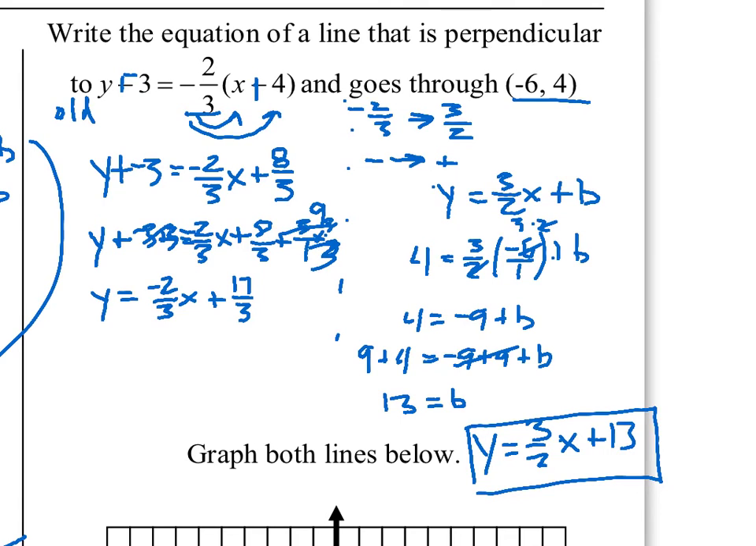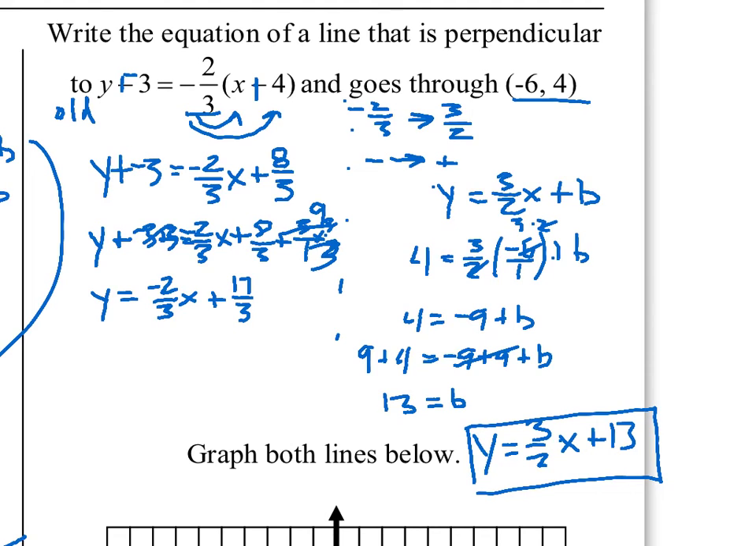Now we need to graph. Now the graphing is going to get a little bit dicey here, especially when it comes to graphing the first one. The first one has a y-intercept that we don't really like. Is there anything I can do about this original equation having a y-intercept that we don't like? No, because we don't know any points on that line. This point that's given to us is only for the second line. So we have to actually graph this.